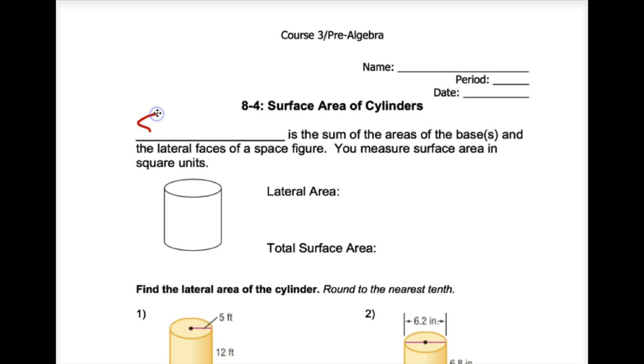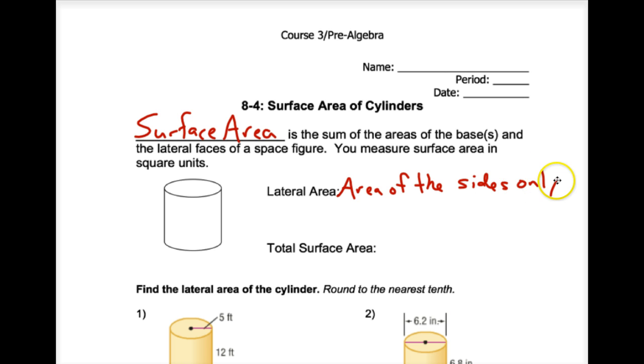Surface area, so it goes in that first blank, is the sum of the areas of the bases and the lateral faces of what they call space figures, three-dimensional figures. You measure the surface area in units squared. Now, there's two things you guys got to be worried about, so read the directions carefully. One is the lateral area, and that is the area of the sides only.